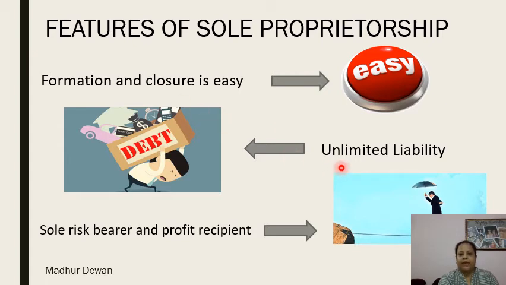Another aspect associated with sole proprietorship business is unlimited liability. Now, this needs an explanation. Unlimited liability means if the business assets fall short of the business liabilities, then the proprietor is personally liable to make the payment of all the business liabilities from his individual or private assets.